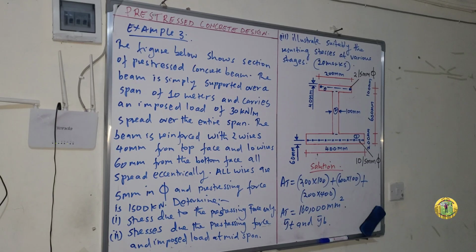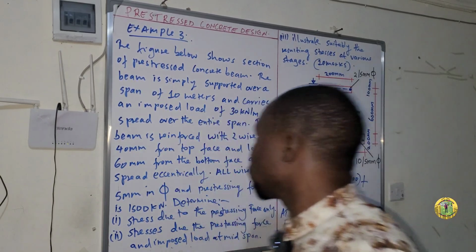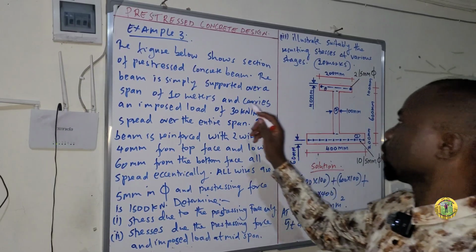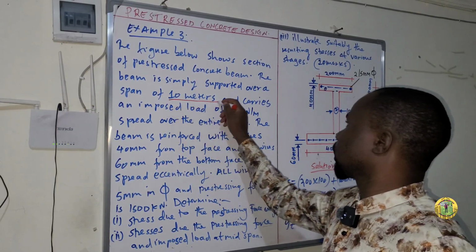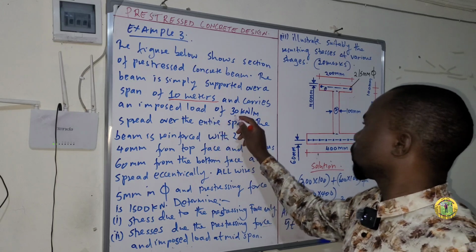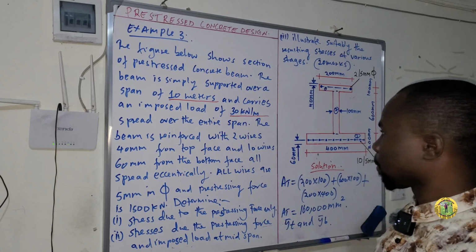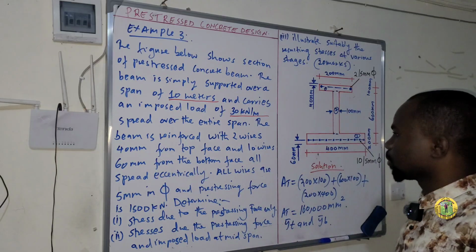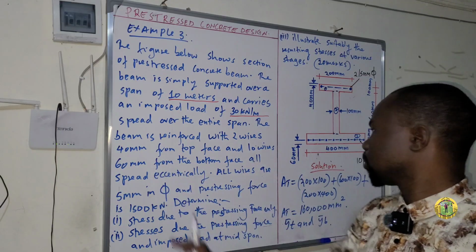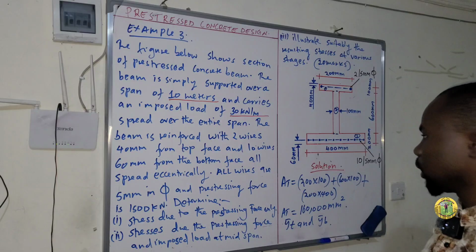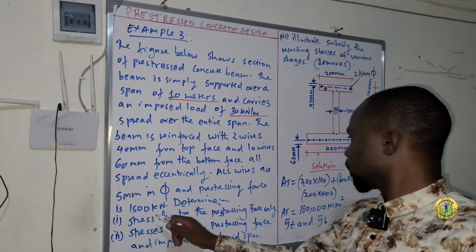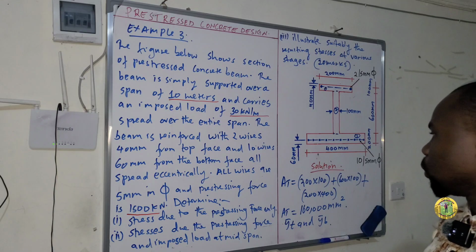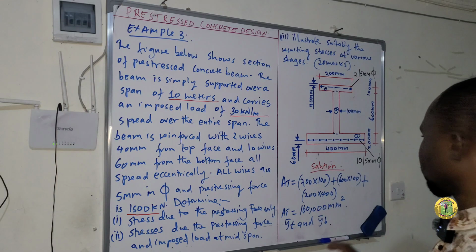Because there is not enough space, allow me to clear here, but we will use this information later, like the span, which is 10 meters, and an imposed load of 30 kilonewton. The 2 wires at 40 millimeters are already here, and the 10 wires at 60 millimeters are already here, so no need for that. And then we will also use 1500 kilonewton later. So let me clear.